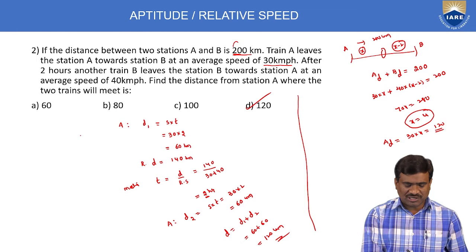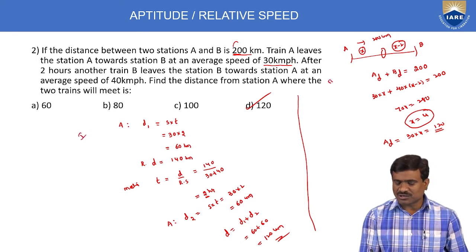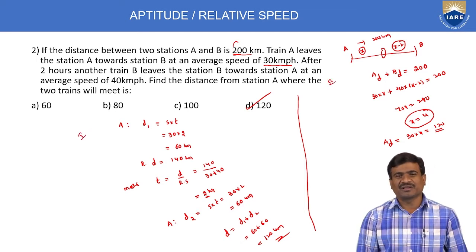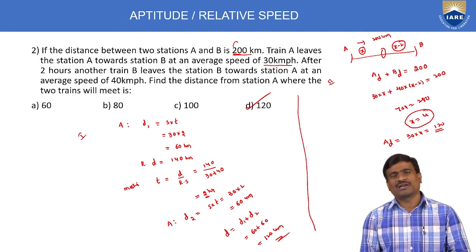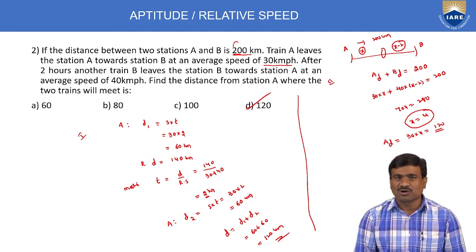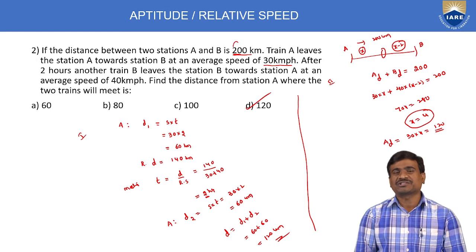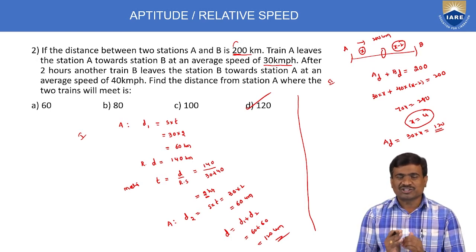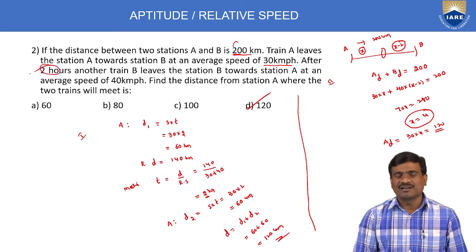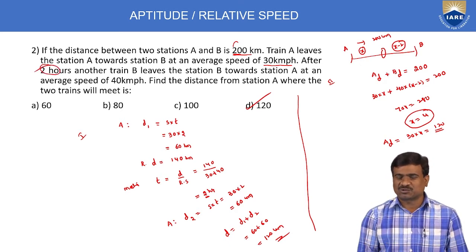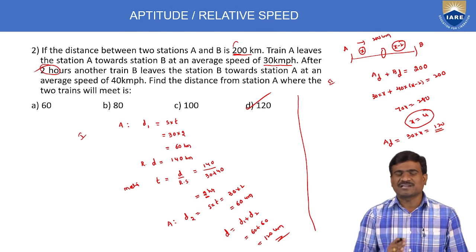The first one is the general method, the second one is the shortcut method. By using the shortcut method, A's time is considered x, and B's time is always x minus, only x minus is applicable, not x plus, because x is the total time duration and the remaining is x minus. You check only the time gap between A and B. The time gap between A and B is 2 hours. Therefore, B's time is x minus 2.